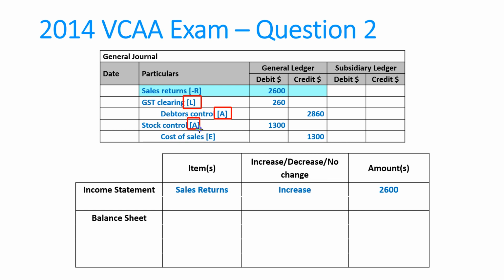We have another asset, so that won't go in. But we do have this item here. Cost of sales is an expense. Expenses go in the income statement. So we better put that in there.